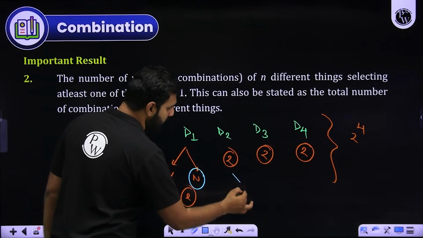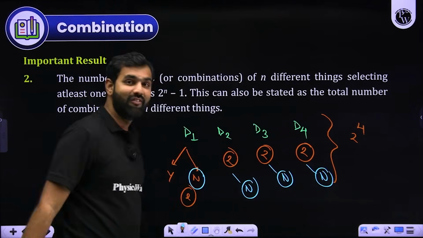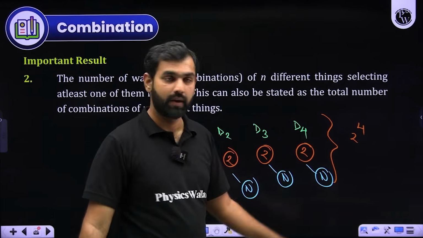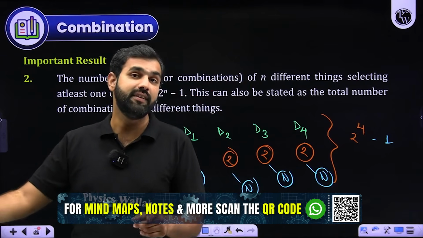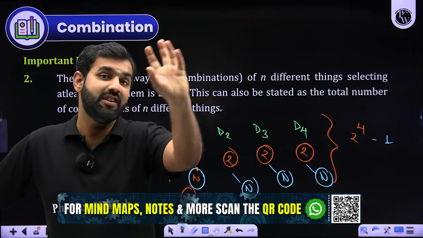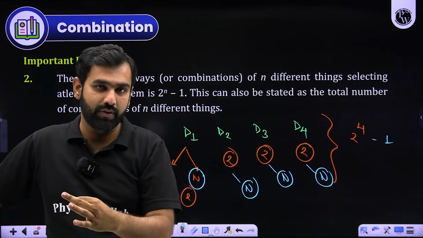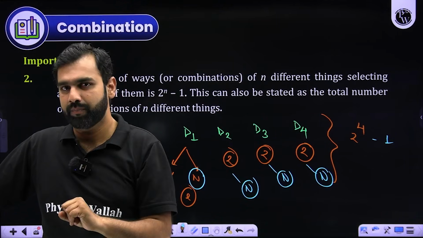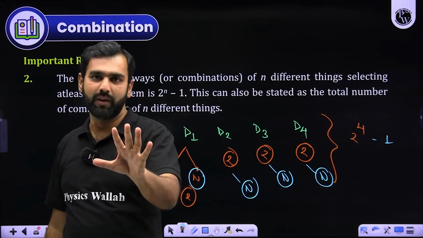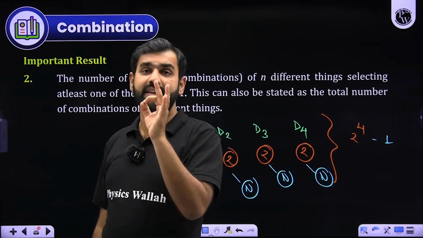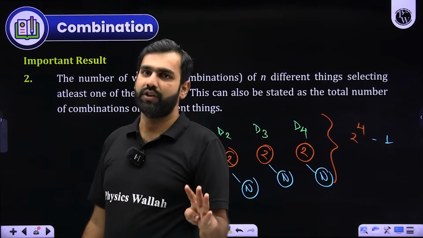I have chosen, let's say, no from here, no from here, no from here, and no from here. That is one way in which I am not eating any dish at all. So out of these 2 to the power 4, 16 ways, there is this one way also in which I did not eat any dish at all. If I'm asking about feeding myself, I should eat at least one dish. So in these 2 to the power 4 minus 1, which are 15 ways, I'm eating either exactly one dish or exactly 2 dishes or exactly 3 dishes or all 4 dishes.